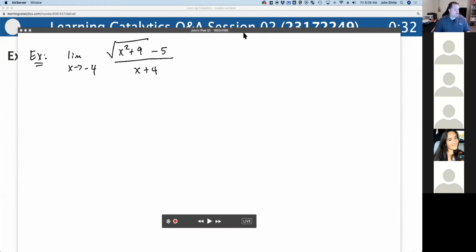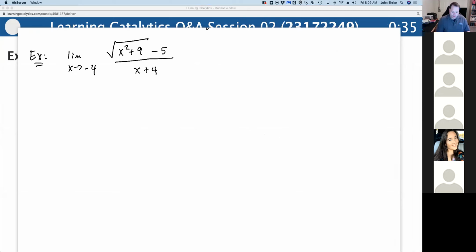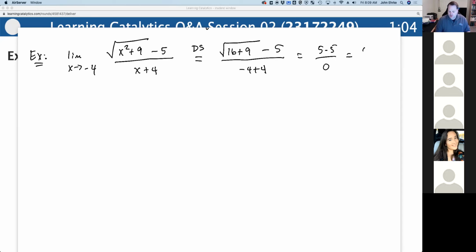So here is the limit problem we're looking at. And if you directly substitute in -4, let's check that. You should always check that first because I may be giving you a very easy problem where it does directly substitute. If I plug -4 in, I get the square root of 16 plus 9 minus 5 over -4 plus 4. 16 plus 9 is 25, so that's the square root of 25, which is 5, over 0. So we get 0 over 0, and we know from class that that is indeterminate.